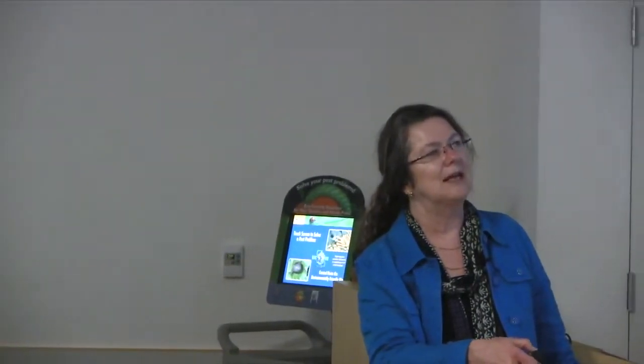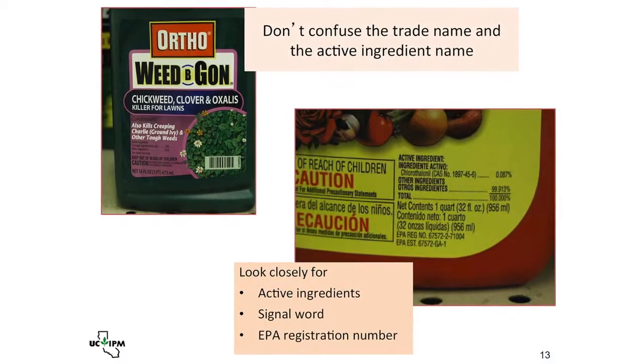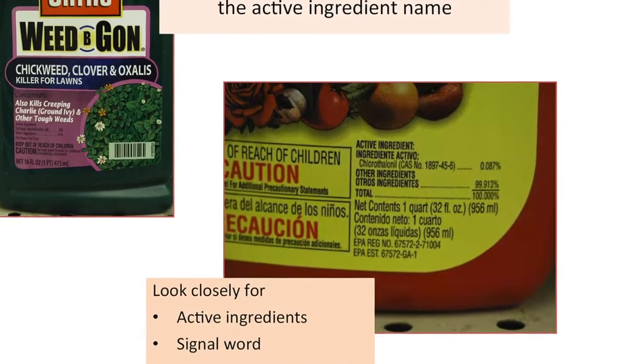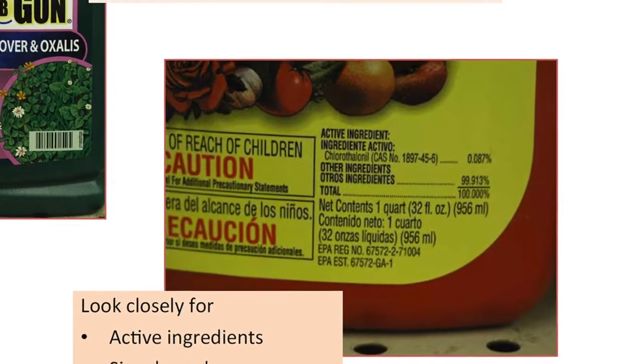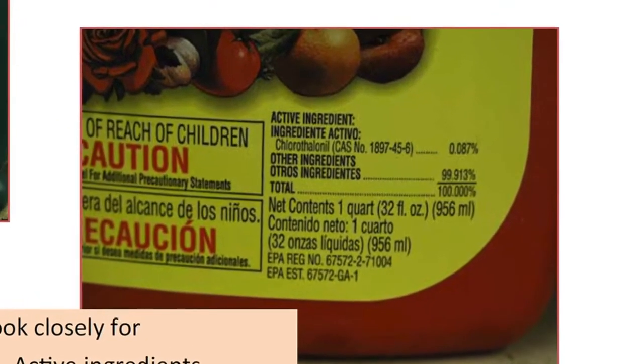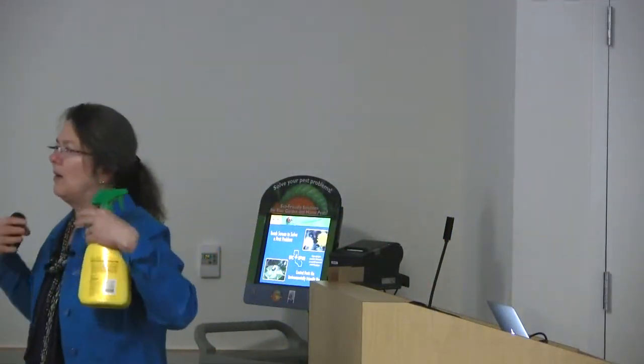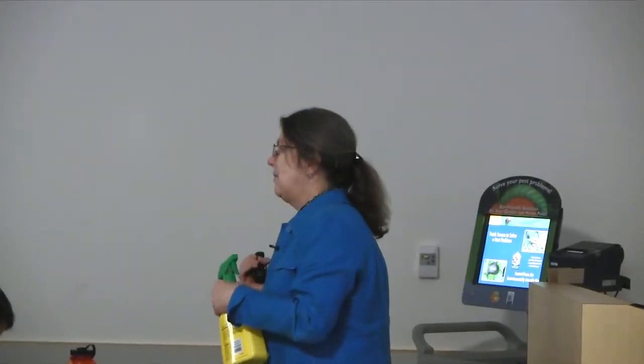And so what you really want to know is what the active ingredient is. And the active ingredient is in tiny letters here. It's a chemical name in tiny letters. And this is another reason why you need a hand lens, because it's very hard to see the active ingredient here. Because the active ingredient is what you need to know if you want to look up the toxicity, or see whether it's effective against the pest.